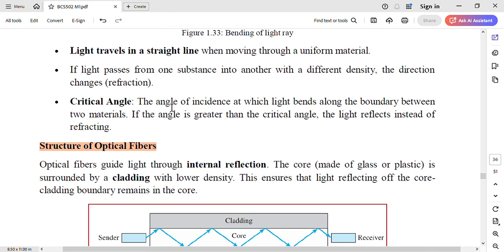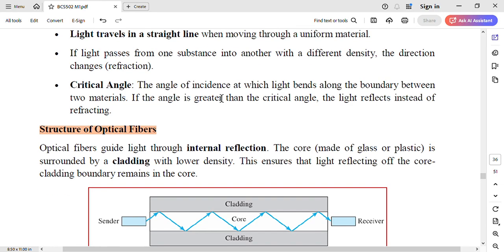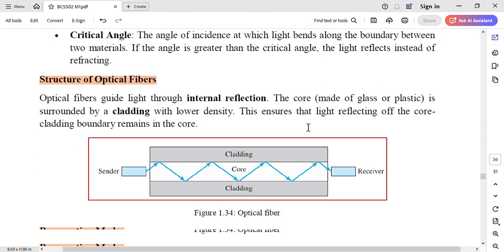Light travels in a straight line when moving through a uniform material. If light passes from one substance into another with a different density, the direction changes, which is refraction. The angle of incidence at which light bends along the boundary between the two materials is called the critical angle. If the angle is greater than the critical angle, the light reflects instead of refracting.